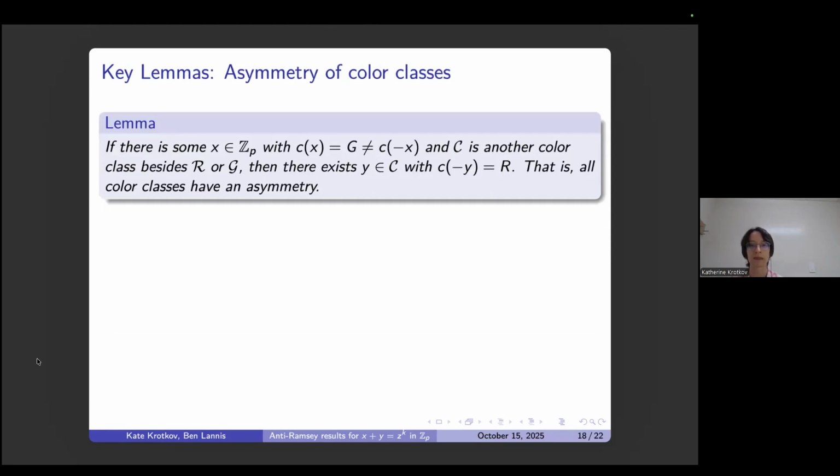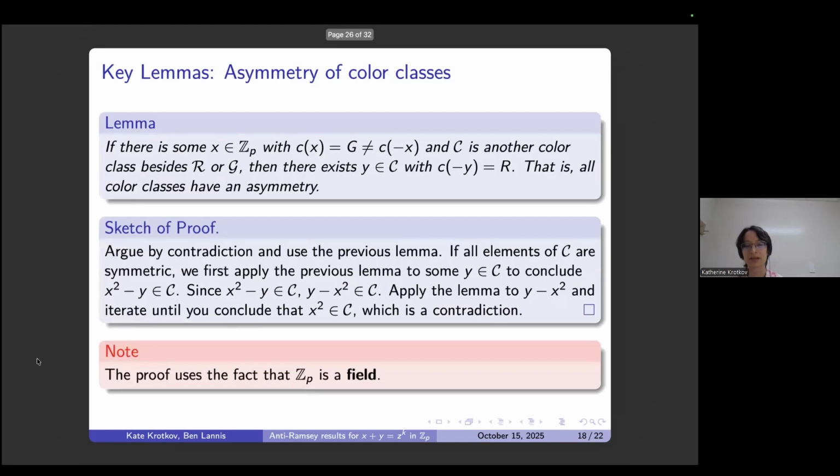Okay. And these lemmas all build on each other. This one's going to use the previous one quite heavily. If there is some x that's asymmetric and green, and we have another color class that's distinct from them, then there is some element of that color class that's also asymmetric. And this is important because it tells us that if asymmetry exists, it's, I don't want to say uniform quite yet, but it exists everywhere in every single color class. No color class can have a monopoly on it, I guess.